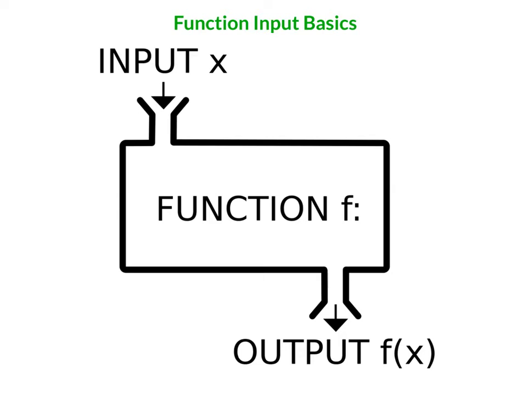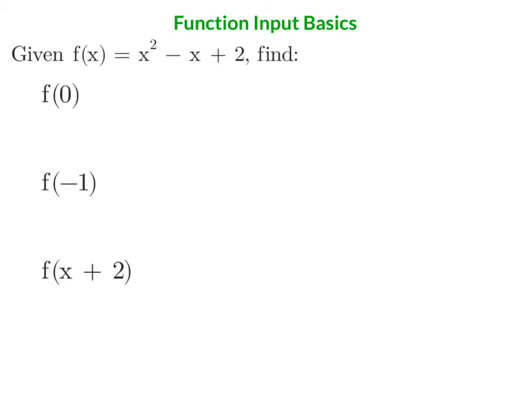When I input a number or a variable or something else into a function, the function translates it, does its algebraic magic, and then outputs some y value or f of x value. And in practice, this is what it looks like. Let's say I have this quadratic here, f of x is equal to x squared minus x plus 2. I can input different things. I can input numbers like 0 and -1, and I can also input expressions like x plus 2.